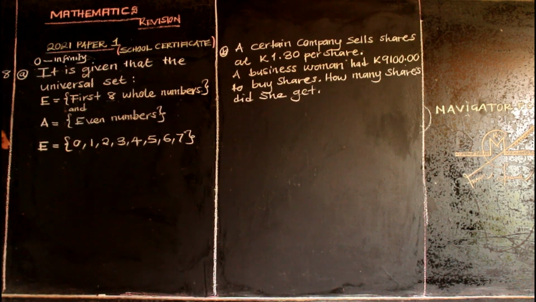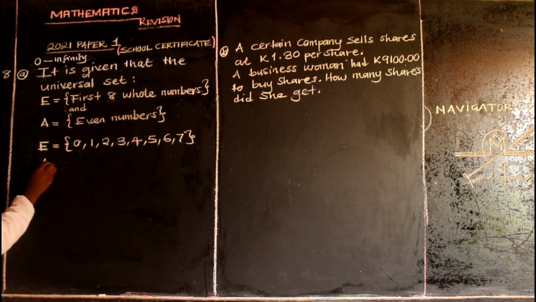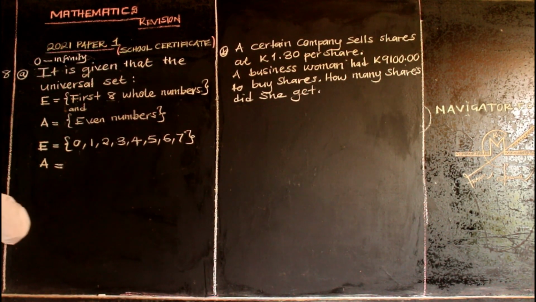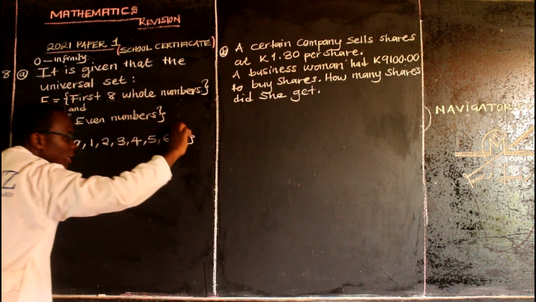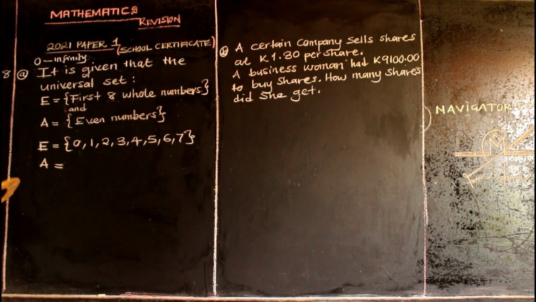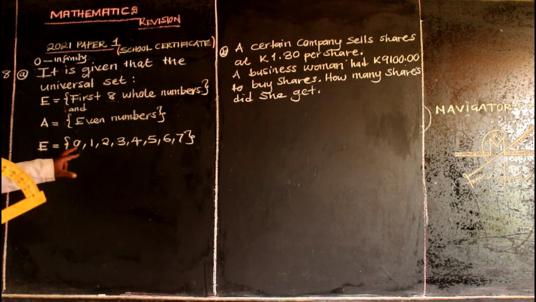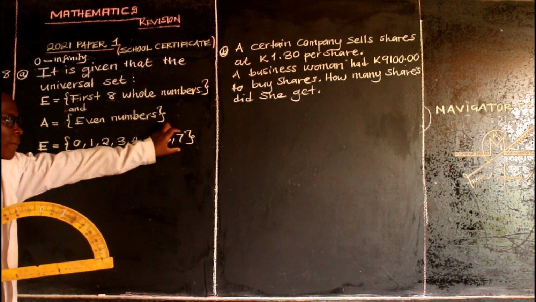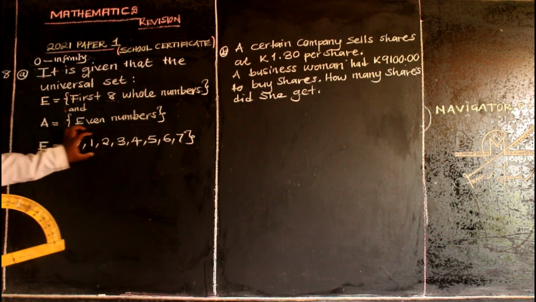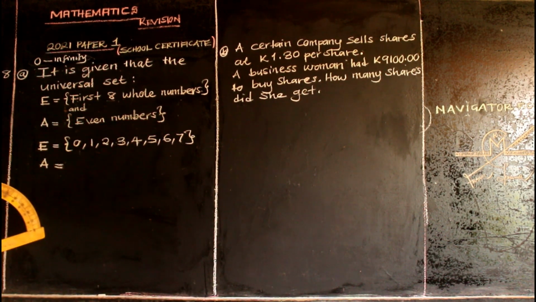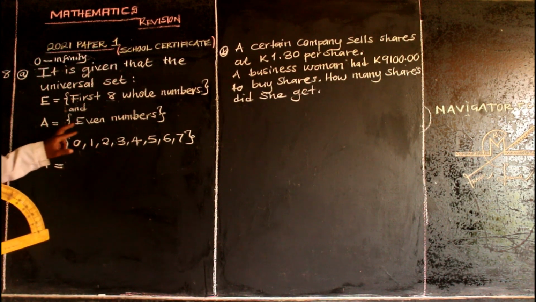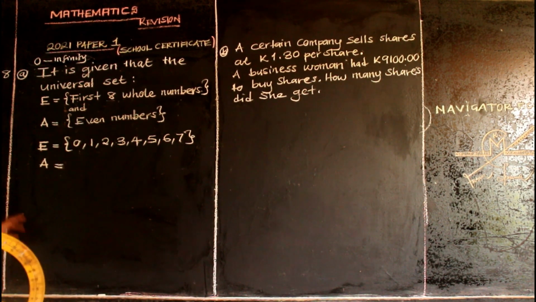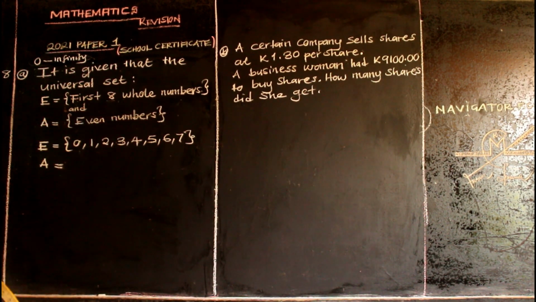Whole numbers start from 0 up to infinity. Then set A is made up of even numbers which are in the universal set. Our universal set runs from 0 to 7. So we are going to extract set A from this universal set. Set A is a list of even numbers in the universal set.